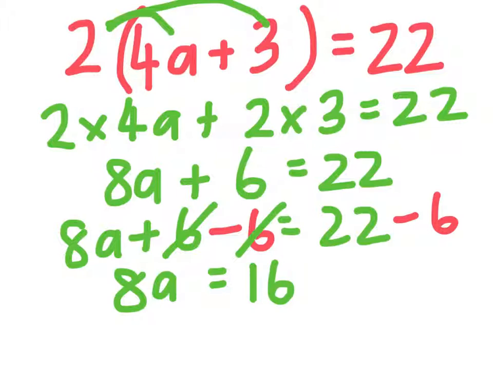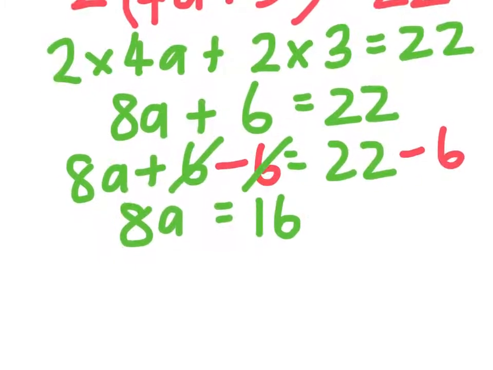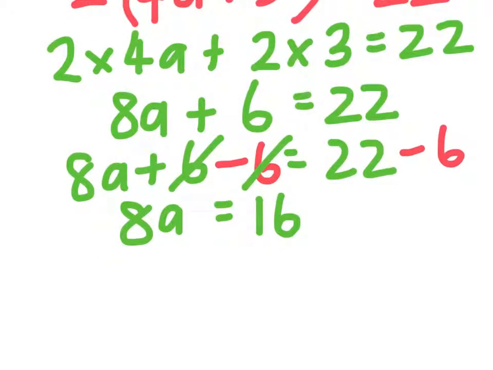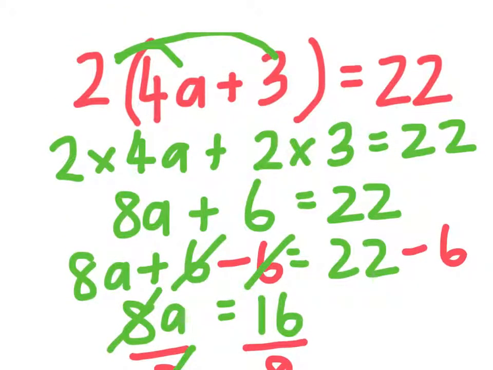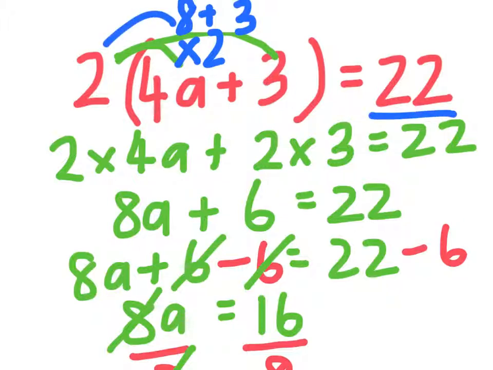And I have got, let me just move this up, divide both sides by 8. This cancels out, so 8 cancels out, and I have a equal to 2. And again, I can go back to my original and check. So if a equals 2, I have a being 2. So 4 times 2 is 8, plus 3 is 11, multiplied by 2 is 22, and I know I am correct.